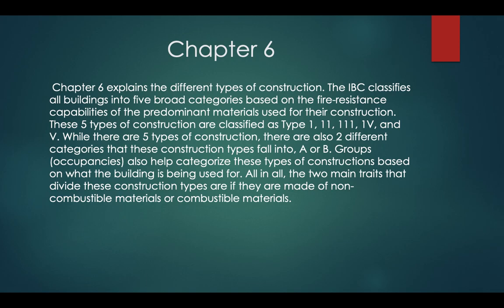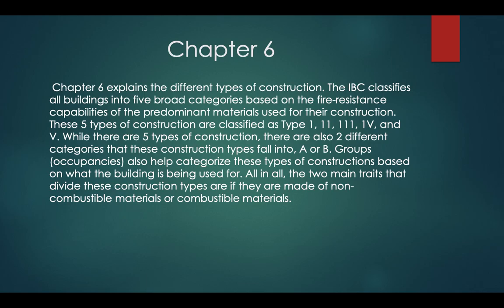These 5 types of construction are classified as type 1, 2, 3, 4, and 5. While there are 5 types of construction, there are also 2 different categories that these construction types fall into, and those are A or B. The groups or occupancies also help categorize these types of construction based on what the building is being used for.